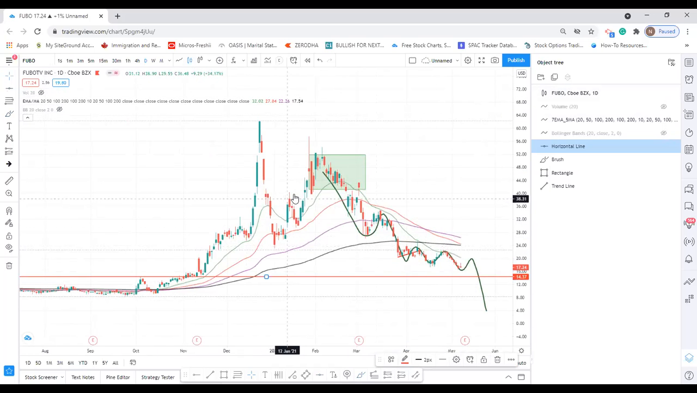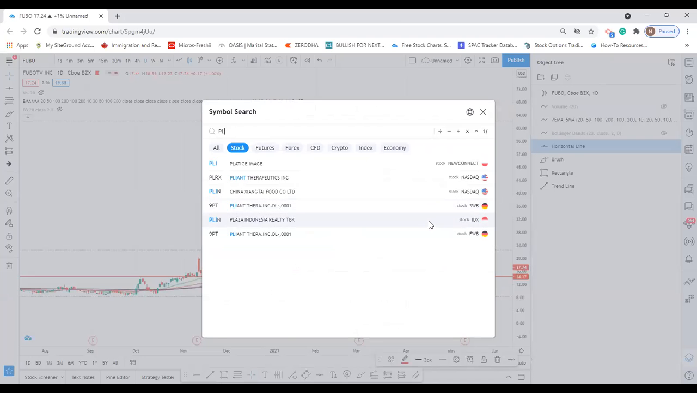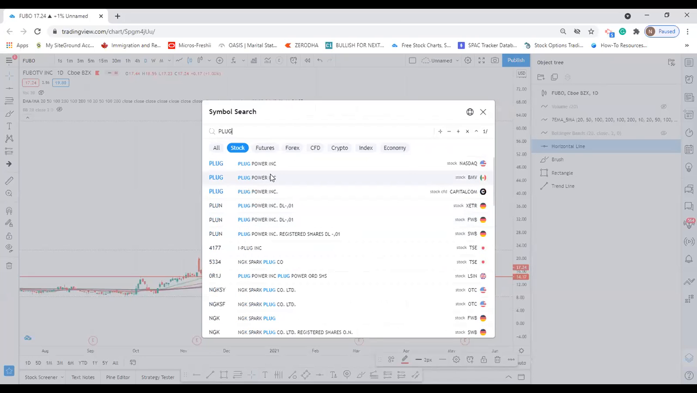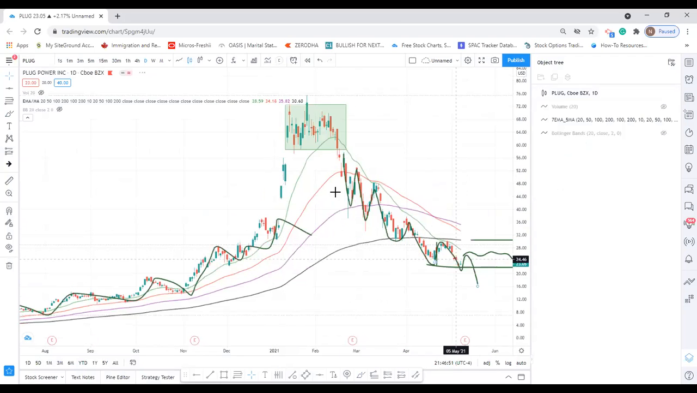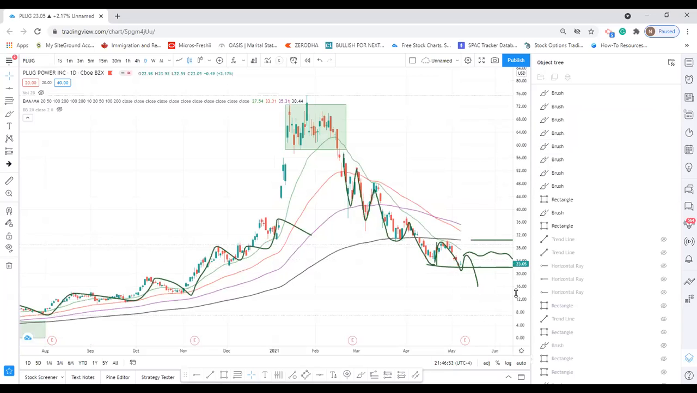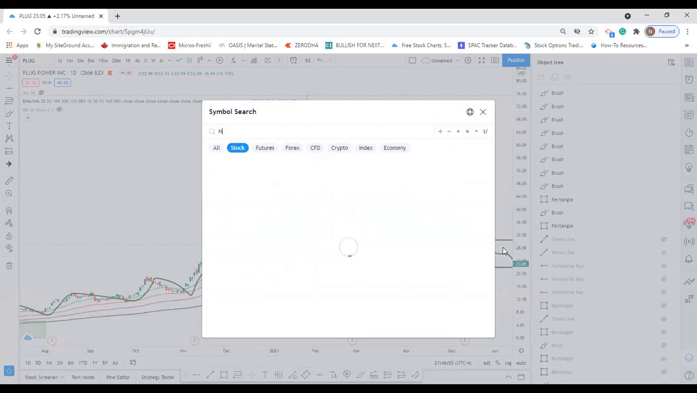And that will be accompanied by the moving averages. The 200 moving average is down, the 20 moving average is coming, the 50 is down, the 100 is down. It will take a hell of a lot of volume to take Fubo upwards, right? Same with Plug, right? Same with Plug. See, it went up. Same with Neo.